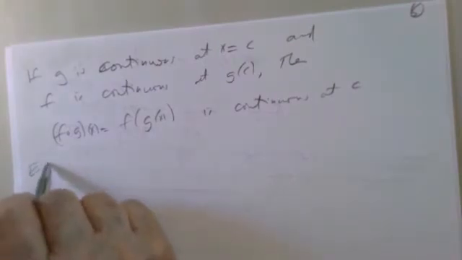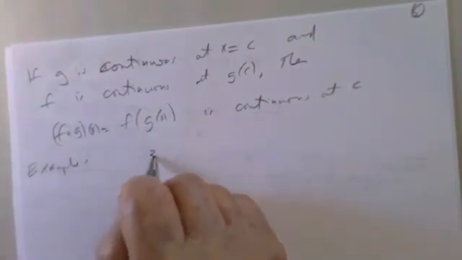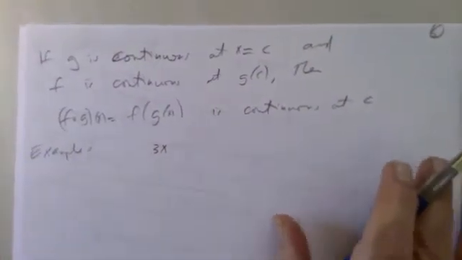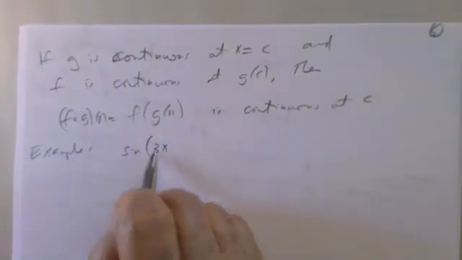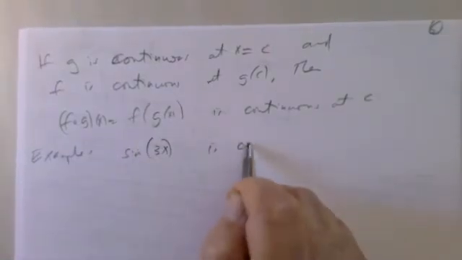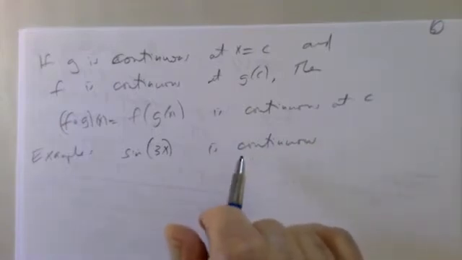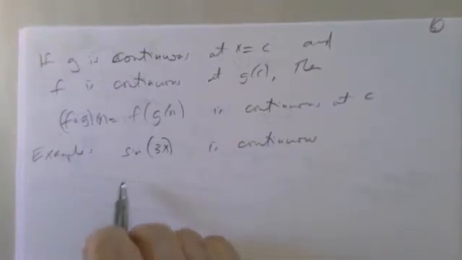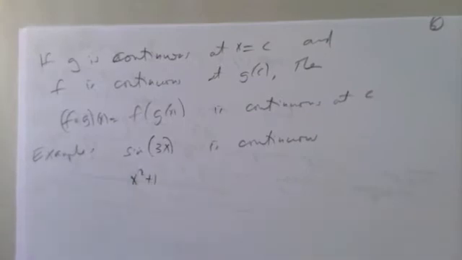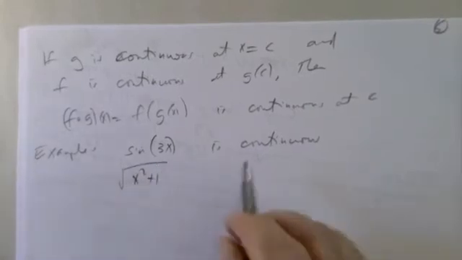So functions like, well, the function 3x is continuous, and the trig functions are continuous. So the sine of 3x is continuous. x squared plus 1 is a continuous function, and it's always positive. Compose that with the square root, and that's continuous.